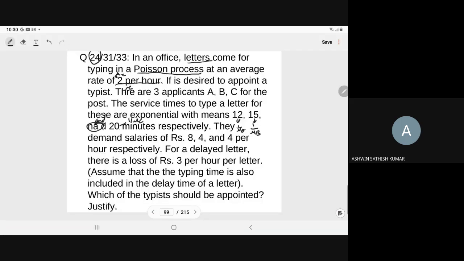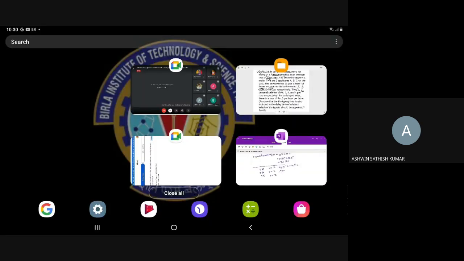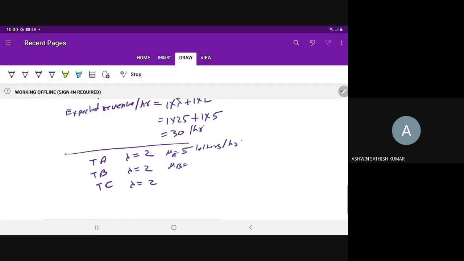Mu B is 15 minutes per letter, so it will become 4 letters per hour. And mu C is 20 minutes, so 3 letters per hour. Their salary: A is 8 rupees per hour, B is 4 rupees per hour, and C is also 4 rupees per hour.